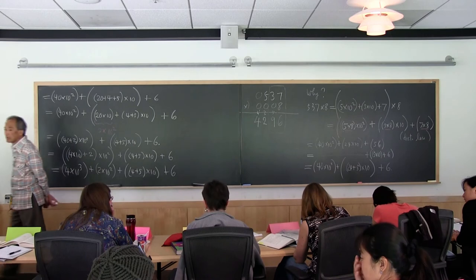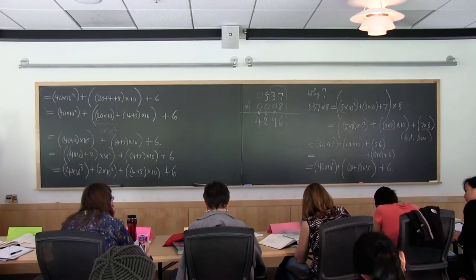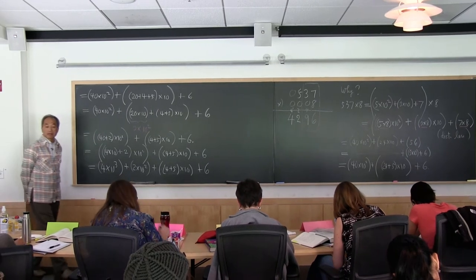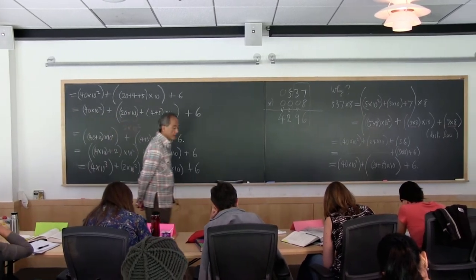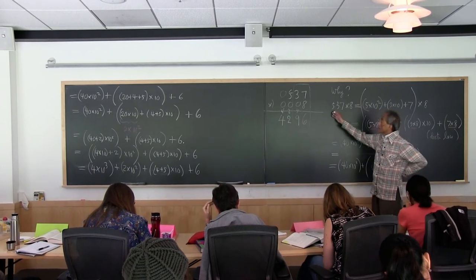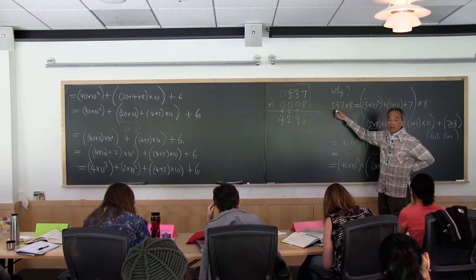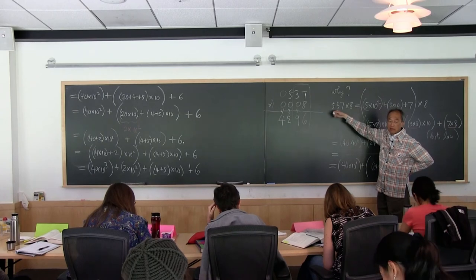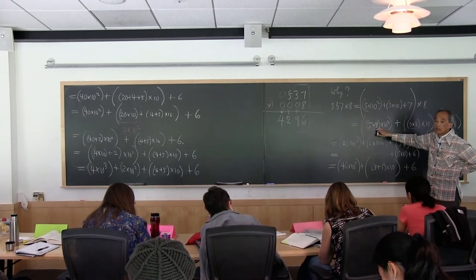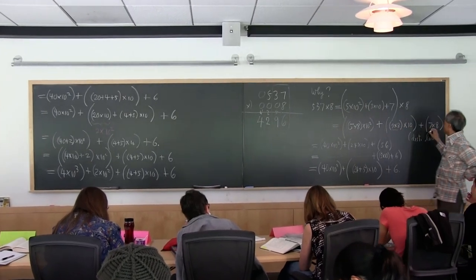So you can see that the most important step really is the distributive law, because it's the distributive law that allows you to reduce the multiplication of a number with an arbitrary number of digits by a single digit into single digit multiplication.